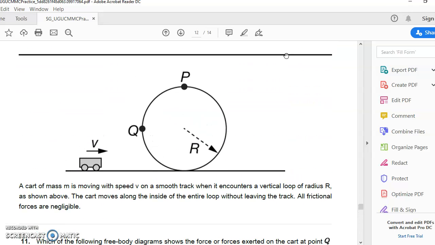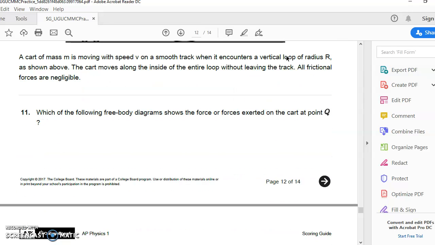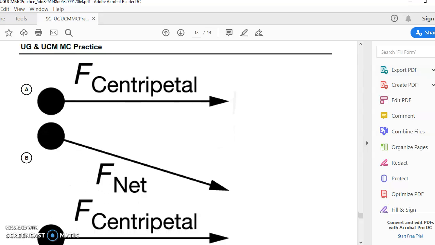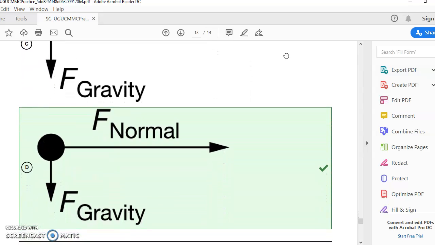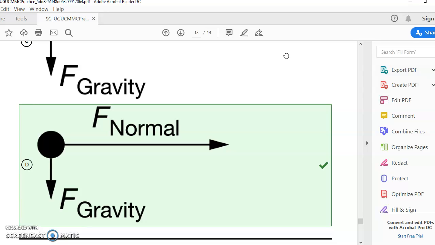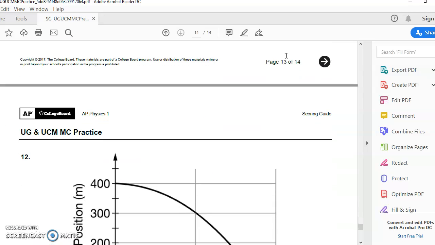So at Q, it's on the left-hand side. We know that we have to have a net force pointing to the right in order for this thing to be moving in the circle. So none of those really work except for D. We have a normal force pointing to the right, and gravity obviously is still pointing down, but our net force is still going to be pointing to the right.